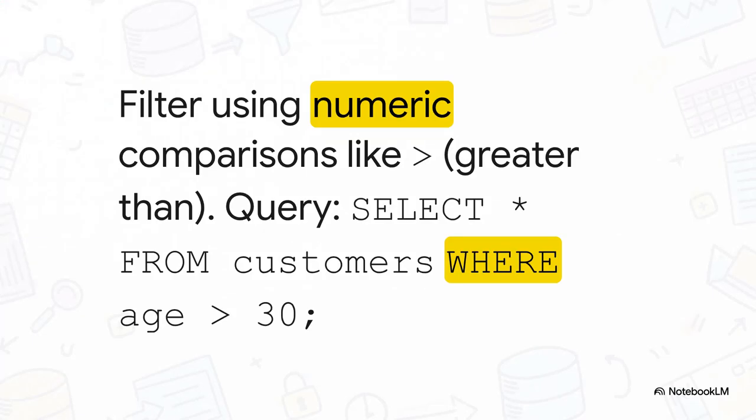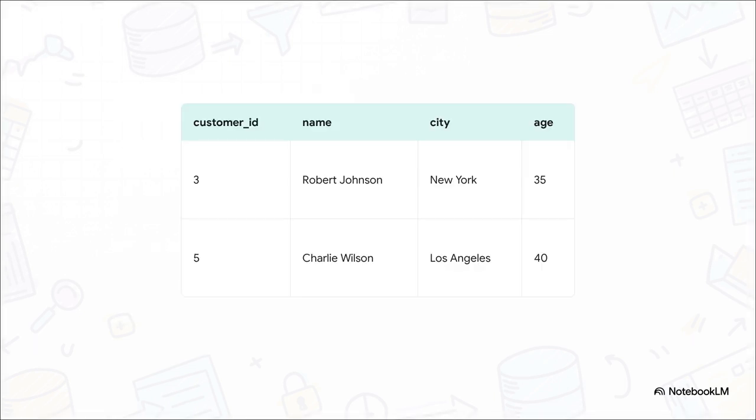First up, let's talk about comparison operators. We're not just limited to checking if something is equal. We can use greater than, less than, not equal to, all for some really powerful filtering with numbers. Here, we're just asking for all the customers where their age is greater than 30. And no surprises here, right? The result is exactly what we'd expect. Robert Johnson, who's 35, and Charlie Wilson, who's 40. The database just zipped through and kicked out anyone 30 or younger. Super useful for working with numbers.